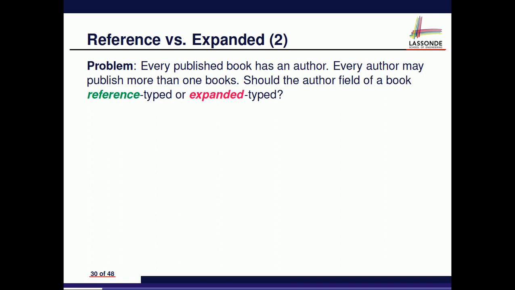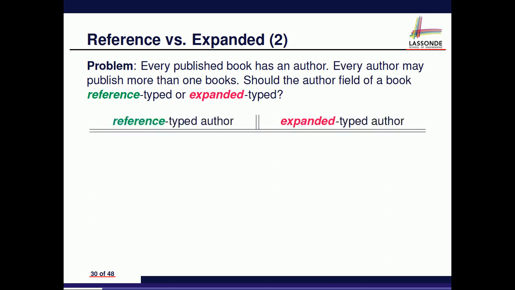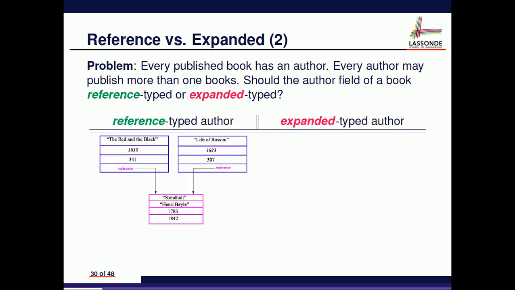Let me just show it to you. If you try the reference version, that means every book object is pointing to the same author. It's more like an author web page. Whenever you click on the author's link, you go to the same page. If you modify the web page for the author, it's going to be reflected in every link.